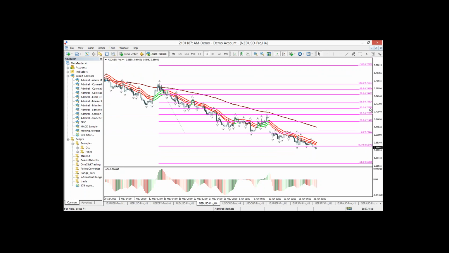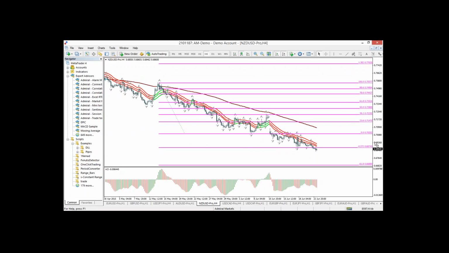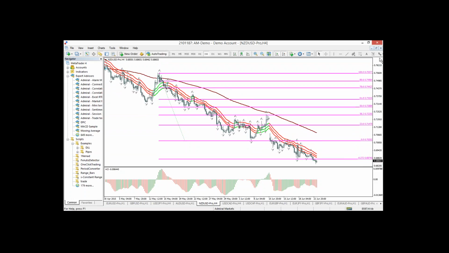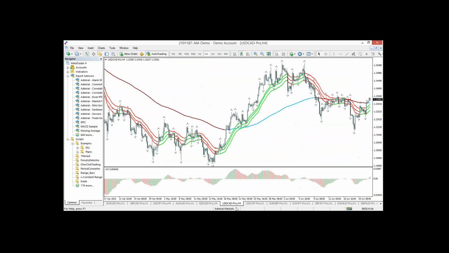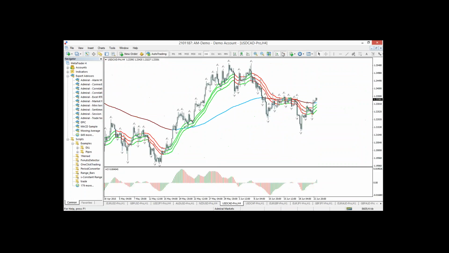So let's see, there could be some space, but it doesn't mean that that space has to be filled right now. It doesn't have to necessarily move lower. And so for me, that's caution. Let's see. Let's take a look at the dollar CAD.